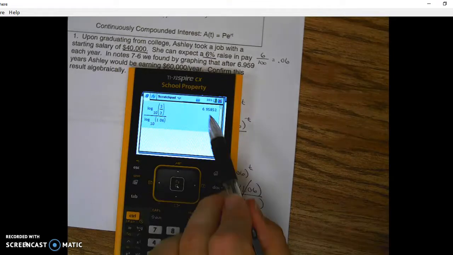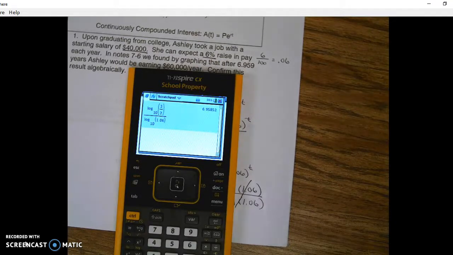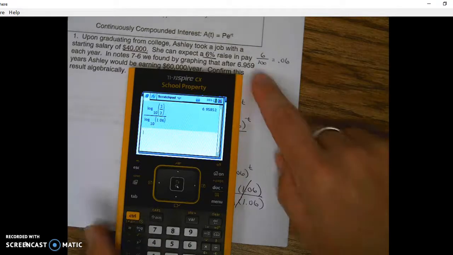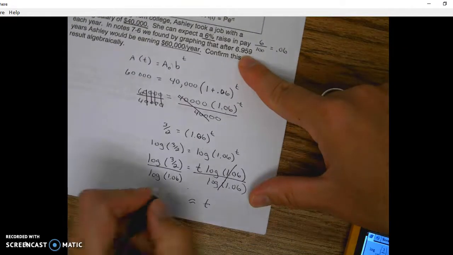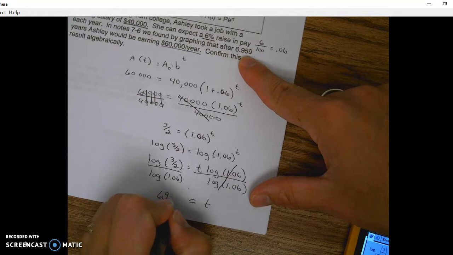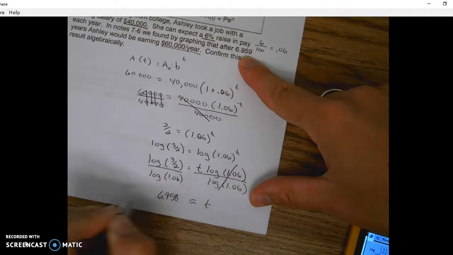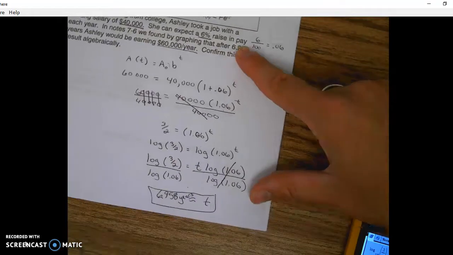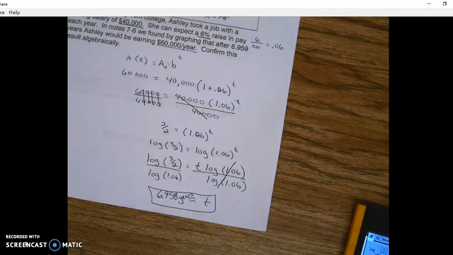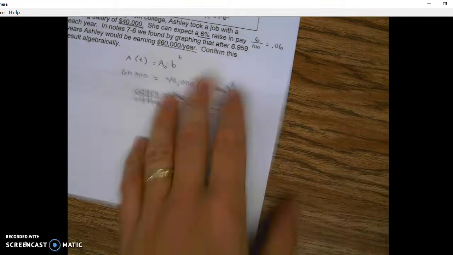All right, so 6.95852, which matches pretty closely to the answer they have right here. And so 7 years pretty much for Ashley to earn $60,000. All right, moving on.